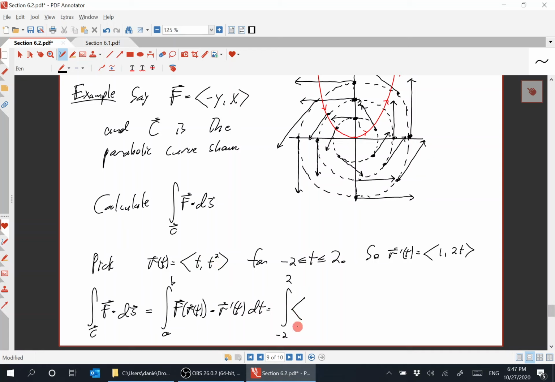Right? So f of r is equal to what? Minus y, and y is equal to t squared. So this is minus y, comma, x. So x is t. So that's f of r of t. It's the value of f along the points for r of t. So x and y are both expressed in terms of t. Dot r prime of t, which is 1, 2t dt.